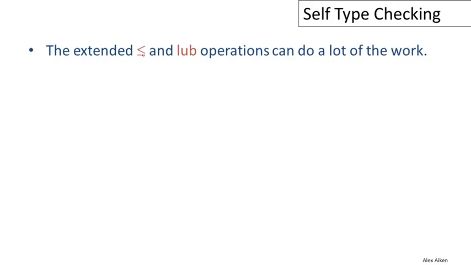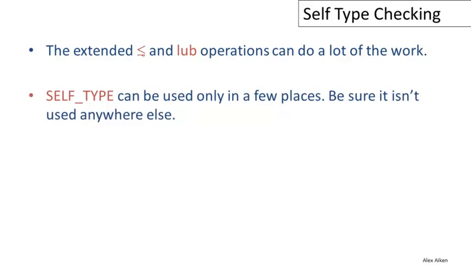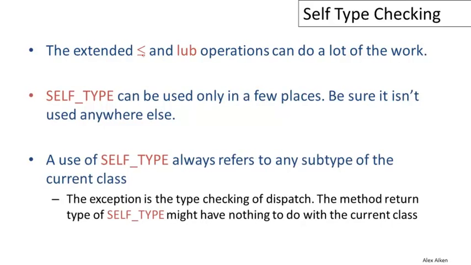To wrap up this video, here are a few comments on implementing type checking in the presence of self-type. First of all, the extended subtyping and least upper bound operations can do a lot of the work. If you extend subtyping and least upper bound in the way that we did, then a lot of the rules don't have to change, and for the most part, you don't have to do anything special for self-type. Self-type can only be used in a very few places in the language, and it's up to you to check that it isn't used anywhere else. Those restrictions have to be followed carefully. And finally, for the most part, a use of self-type always refers to any subtype of the current class.